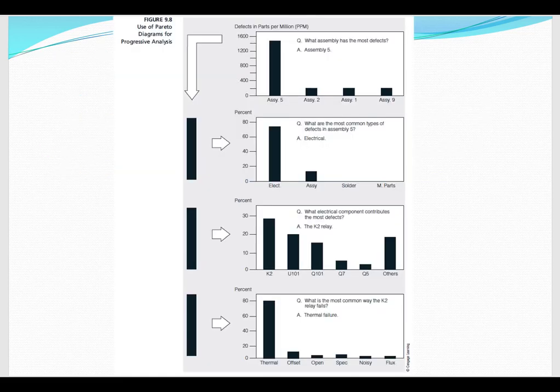You can do a detailed Pareto chart where you can see that in view graph A, you decide what assembly has the most defects. And so is it assembly 5 or 2 or 1 or 9? And so you can see that 5 has the highest. And then you decide, what is the most common type of defect? Is it electrical? Is it assembly? Is it soldering? What is it? And so let's say that you have identified that electrical is the most frequent.